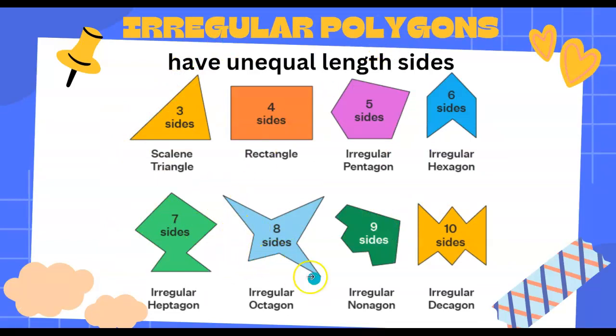And now here's our irregular polygons. Remember these now, where all the sides have different shapes. We would still call this an octagon. We just call it now an irregular octagon because all of the sides are different.